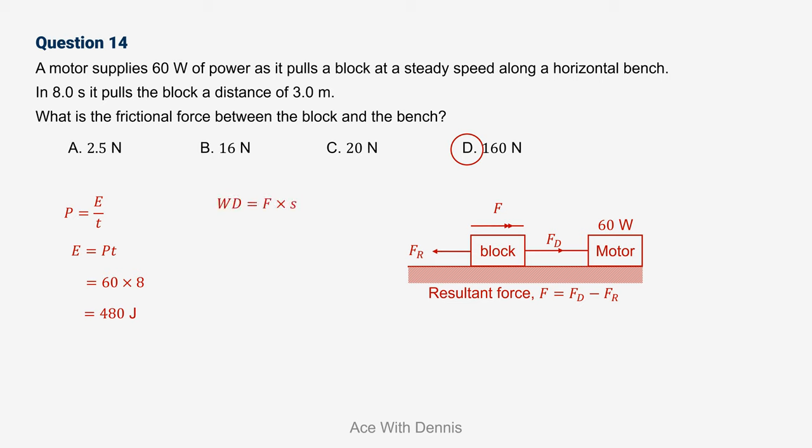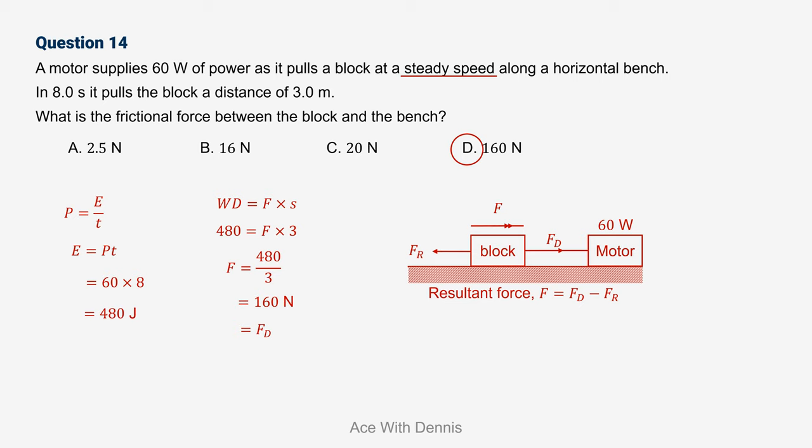This energy is the work done to pull the block. So the work done will be F times s, and the value of work done is 480. The s is the distance traveled when the block is pulled, which is 3 meters. Therefore, the force is 480 divided by 3, which is 160 newtons. So this force is the driving force Fd.